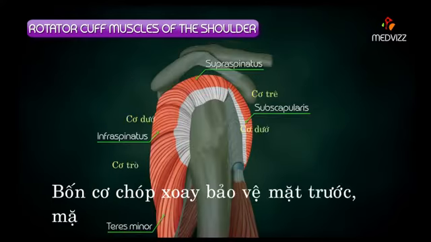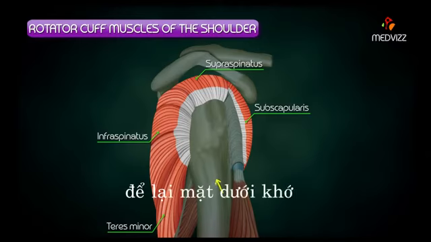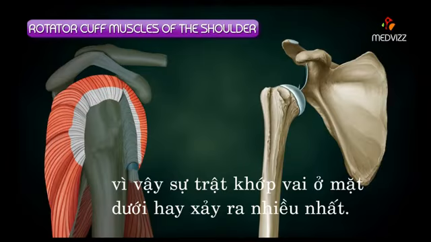The four rotator cuff muscles support the anterior, superior, and posterior aspects of the joint, leaving the inferior part of the joint the weakest. Hence, an inferior dislocation of the shoulder joint is most common.